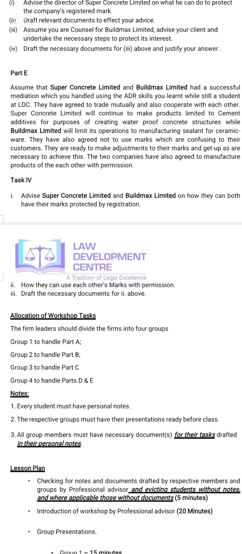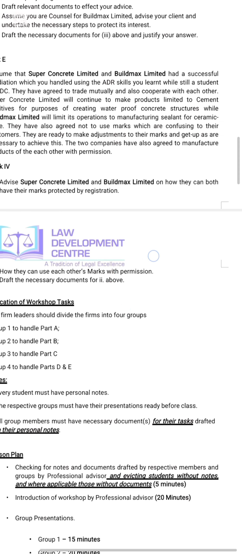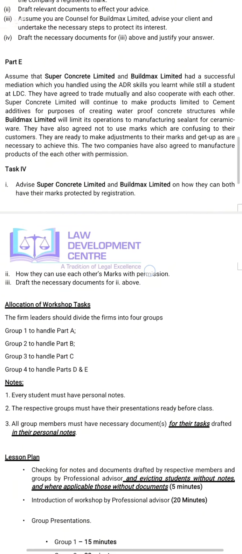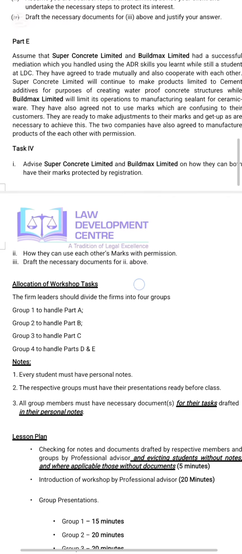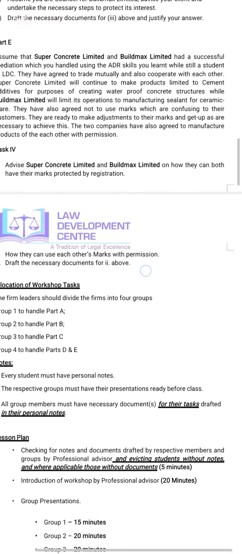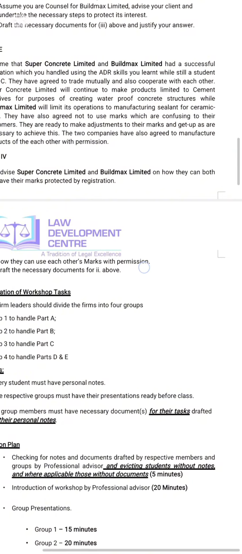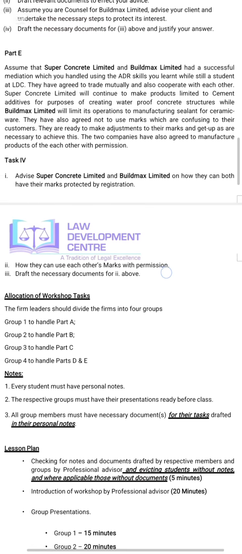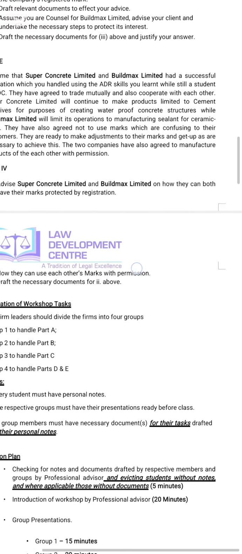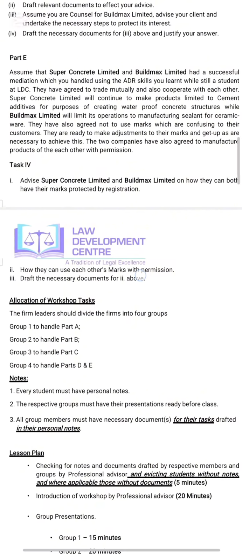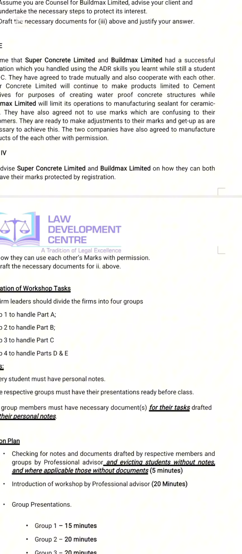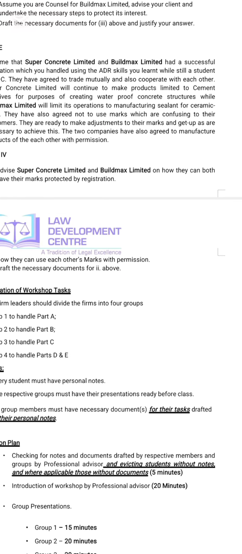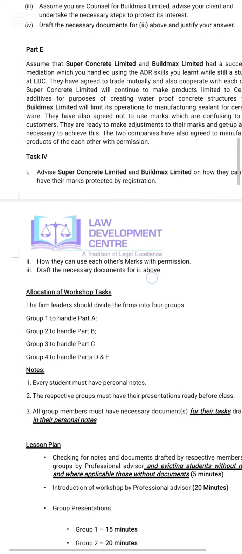Then part E. Assume that Super Concrete Limited and Buildmax Limited had a successful mediation which you handled using the ADR skills you learned while still a student at LDC. They have agreed to trade mutually and also cooperate with each other. Super Concrete Limited will continue to make products limited to cement additives for purposes of creating waterproof concrete structures, while Buildmax Limited will limit its preparation to manufacturing sealant for Cermax, where they have also agreed to not use marks which are confusing to their customers. They are ready to make adjustments to their marks and get-up as are necessary to achieve this.